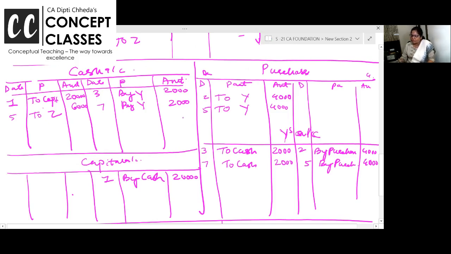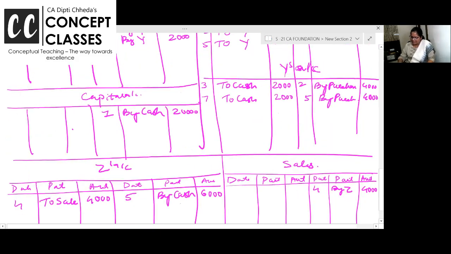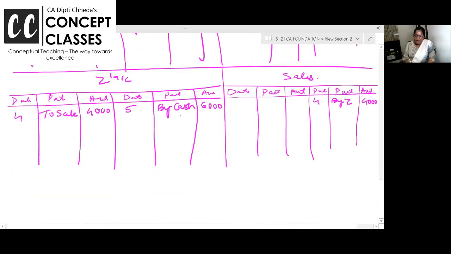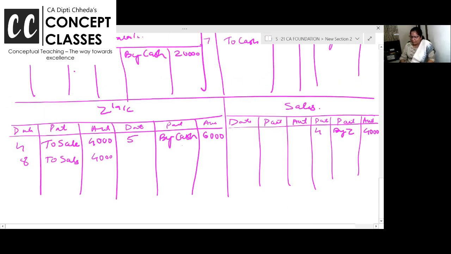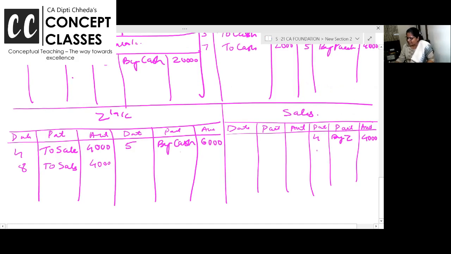Further sold goods to Z. Go to Z's account and write down "to sales" 4,000. 4,000 goods are sold to Z. Party to sales. And write down here in the sales account "by Z" 4,000. Goods are sold to Z.